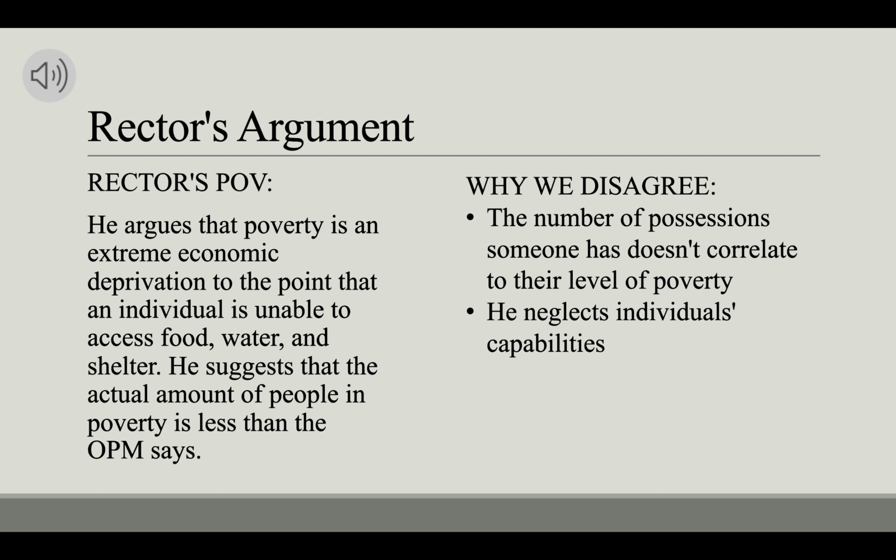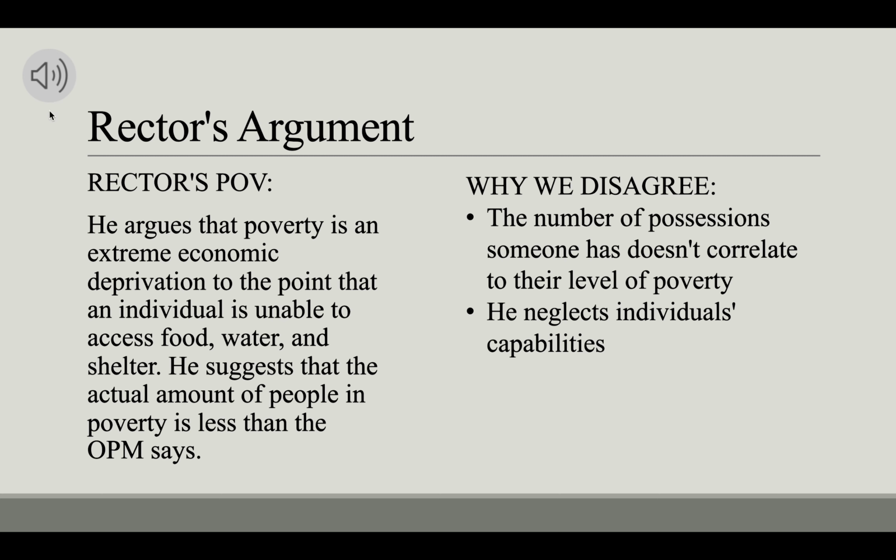Along this point, Rector fails to mention any other sort of poverty measurement except for income. He neglects factors of an individual's capabilities, such as social exclusion and mental well-being. Rector severely downplays poverty in the U.S., making it seem like a much smaller problem. In our opinion, the cons of Rector's argument significantly outweigh the pros. Thus, we deem his argument as an insubstantial way to measure and define poverty.